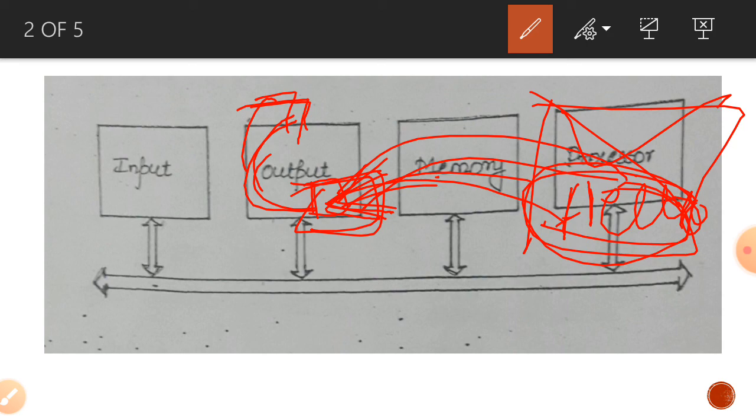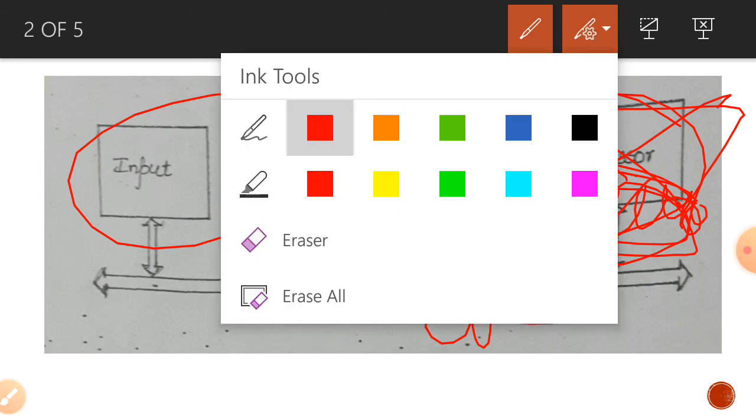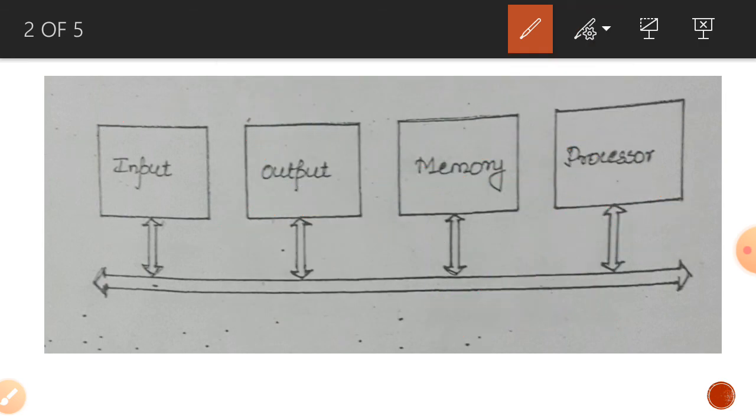This is about single bus architecture. To coordinate the speeds of the slow devices and the high speed devices, we use the buffer register. Now the processor becomes free and can perform other tasks. This is about single bus architecture.